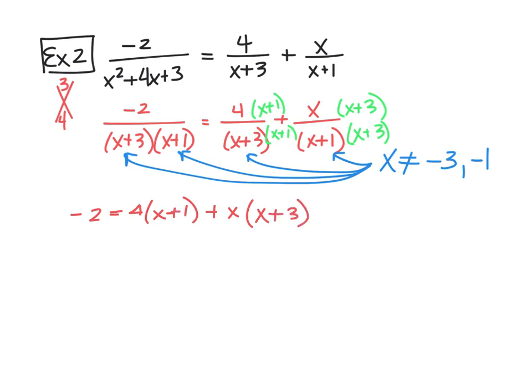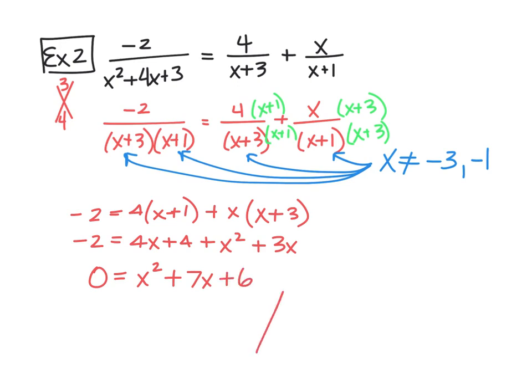All right, so now I'm just working on solving this. Negative 2 equals 4x plus 4. I'm distributing plus x squared plus 3x. I notice this is a quadratic because it's got that x squared term, so I'm going to make this equal 0 and put it in standard form. So 0 equals x squared plus 7x. If I add the 2 over, that's going to be plus 6. So now I need to solve this. I need two numbers that multiply to give me 6 and add to give me 7. It's going to be 6 and 1. So 0 equals x plus 6, x plus 1.